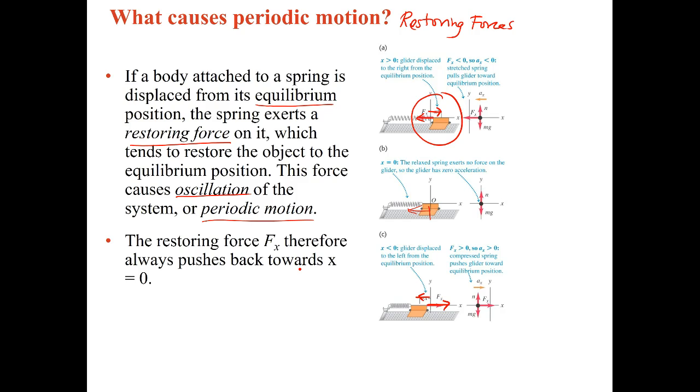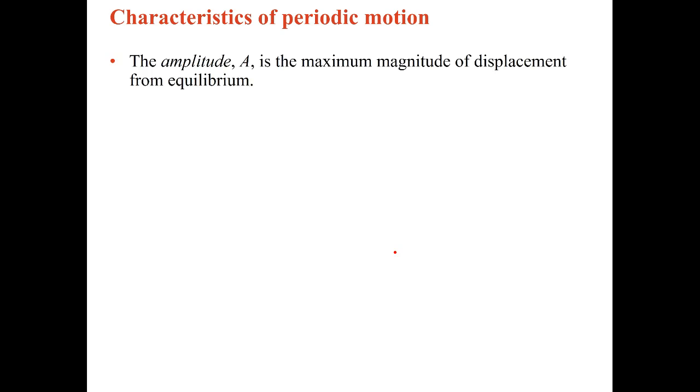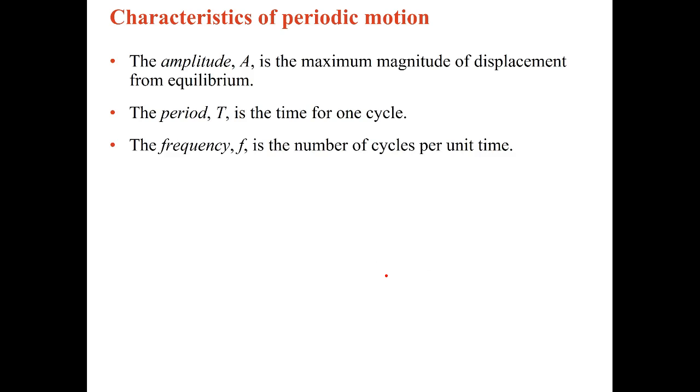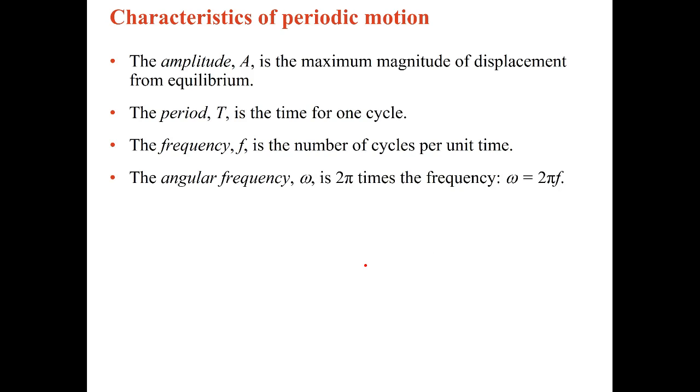Okay, so here are some characteristics of periodic motion. First, we can describe the amplitude as the maximum magnitude of displacement from equilibrium. We can write the period as the time for one cycle, and the frequency as the number of cycles per time. So period and frequency are inverse of each other. We can also talk about the angular frequency, omega, which is 2 pi times the linear frequency. Omega equals 2 pi f.